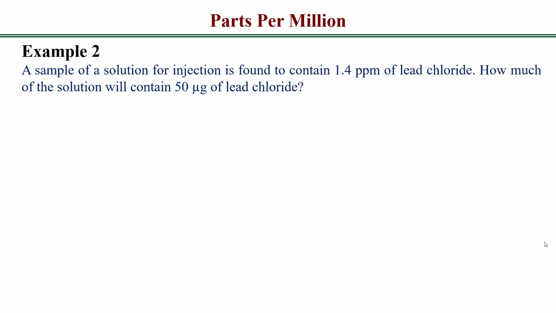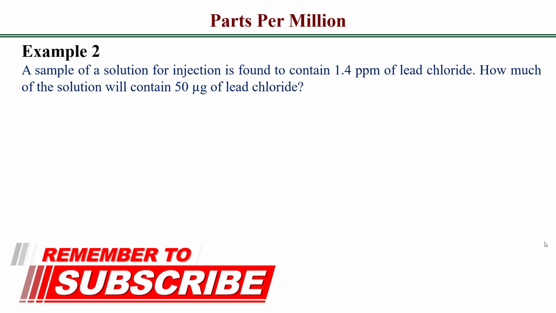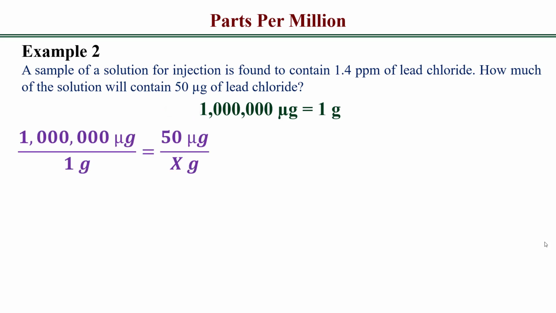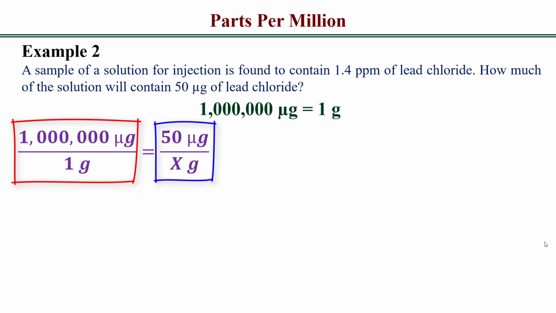So this is a weight and volume scenario, and so ppm will be the grams of solute in 1,000,000 milliliters of solution. So we want to go ahead and convert the 50 micrograms to grams before we proceed. And so the conversion factor here is 1,000,000 micrograms is present in 1 gram. So we go ahead and convert the 50 micrograms to grams using the conversion factor, where you have 1,000,000 micrograms divided by 1 gram being equal to 50 micrograms divided by x grams.